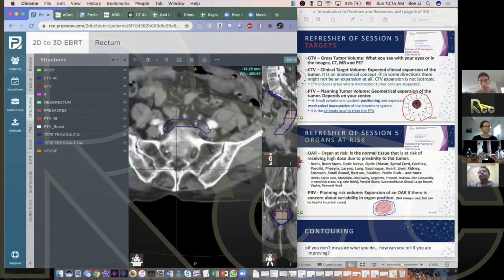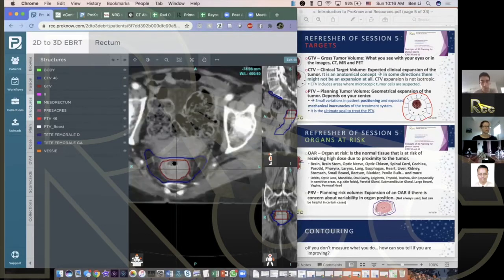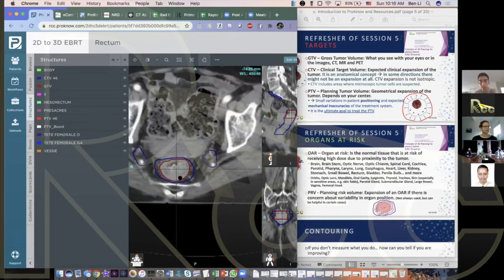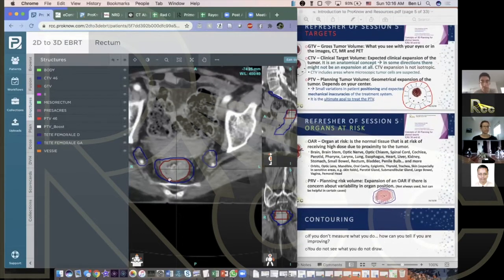So CTV covers anywhere we expect there to be gross or microscopic disease. It's not just a uniform expansion. Any questions about CTV? The CTV will be different depending on each disease site. It will also be different depending on the stage of the disease. In this case, for a rectal tumor, we have certain patterns of lymph nodes that we cover, and this depends on the expected drainage.